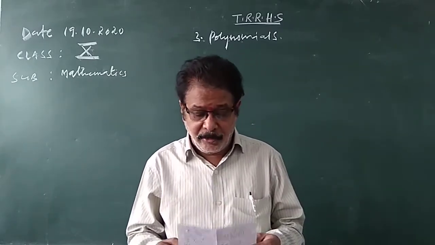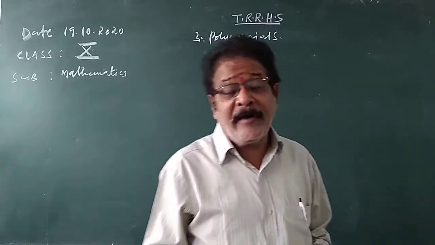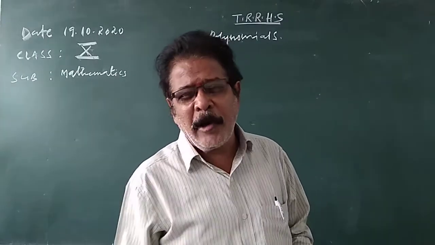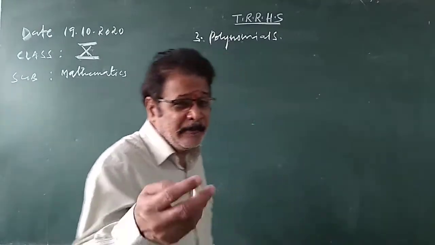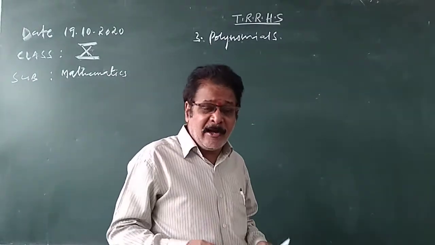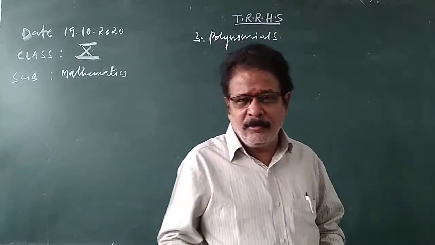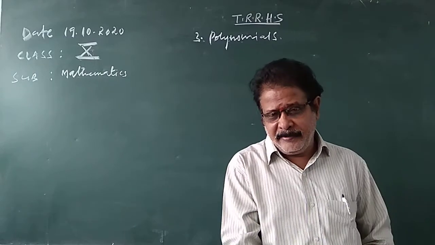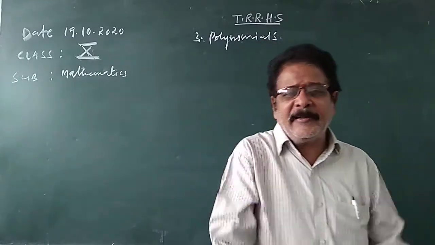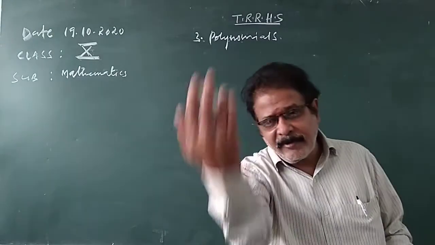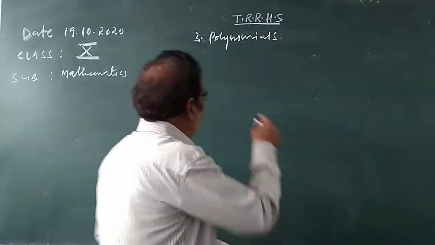You can do it. So today in class, let us see how to find the value of the polynomial. Generally polynomials are represented by p of x, p of y, p of z, you know that. How to find the value of the polynomial? The value of the polynomial means we replace the variable by some real number, and whatever value is obtained is called the value of the polynomial.